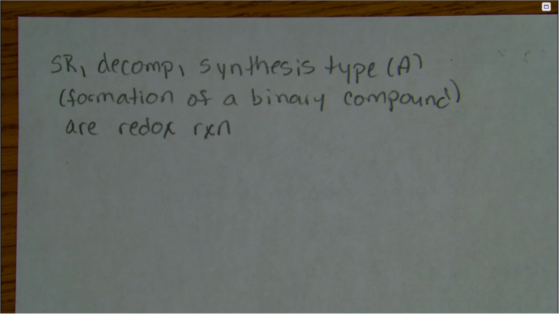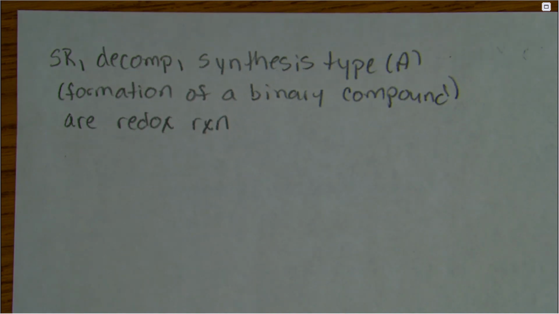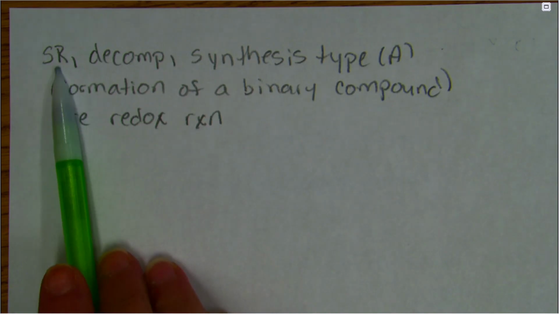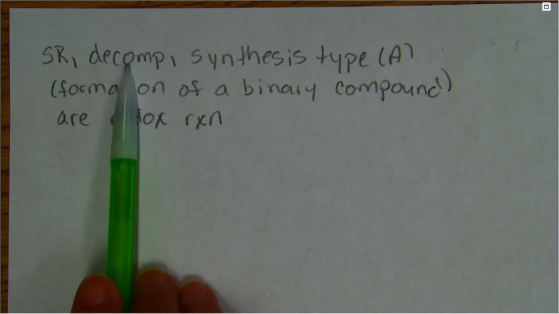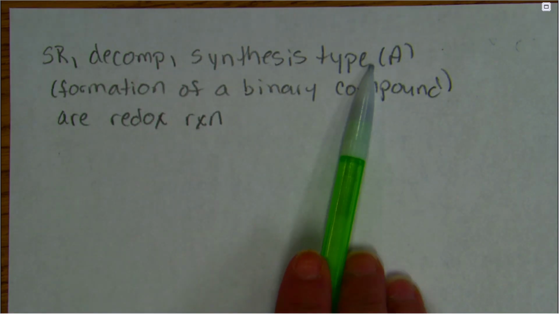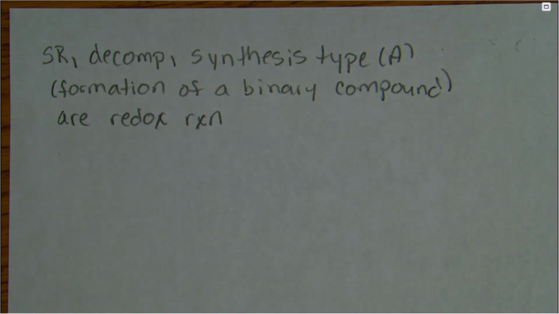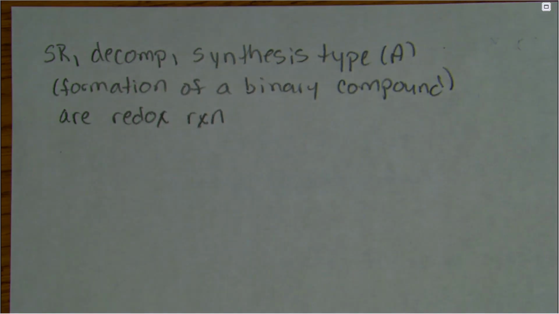All right, you may see a multiple choice where it says, which of the following is a redox reaction? Well, in that case, that's going to be really simple. You're just going to look and you're going to find the one that is either a single replacement, a decomposition, or a synthesis type A, and that'll give you the answer. So by knowing this, you can save yourself a lot of time on some of those multiple choice questions on the AP exam.